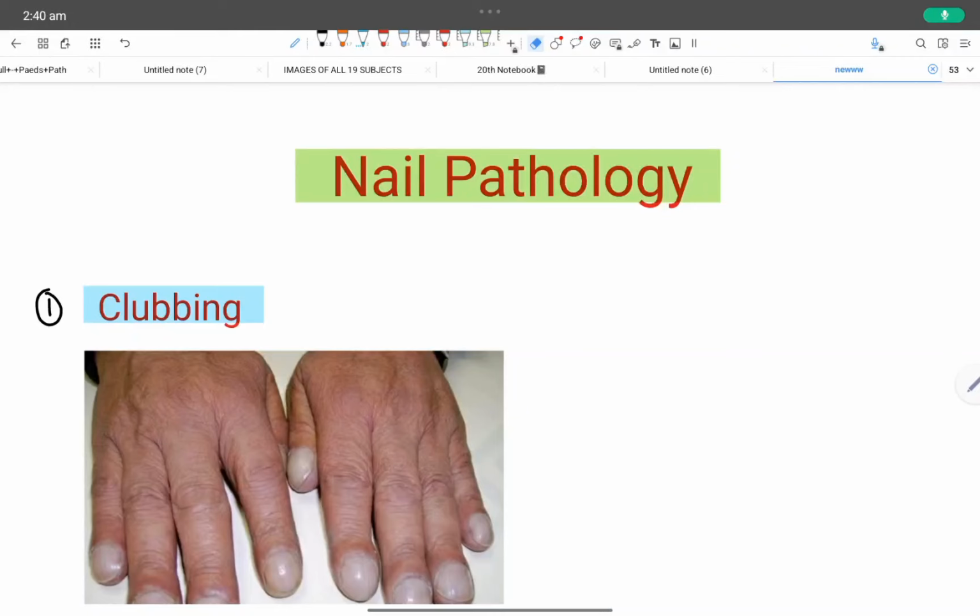Welcome to today's video on nail pathology. It is an important clinical sign to diagnose or get some ideas about the disease.